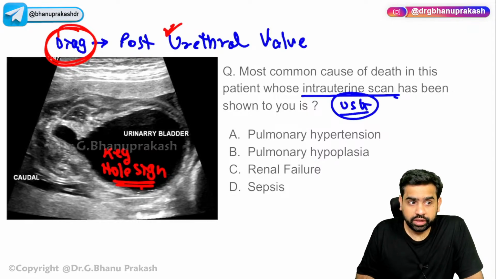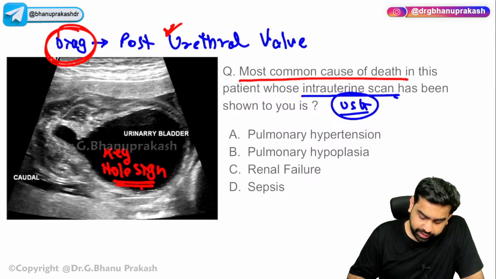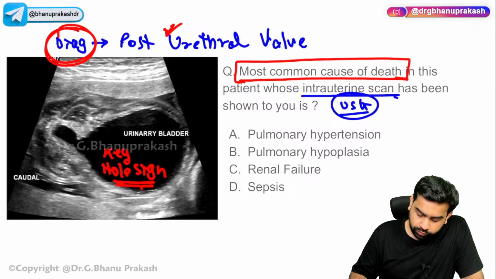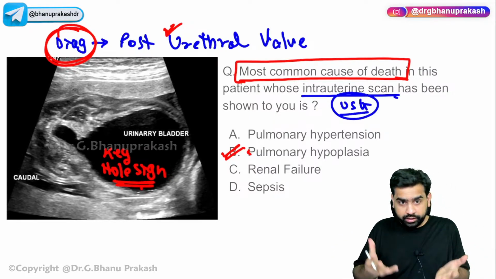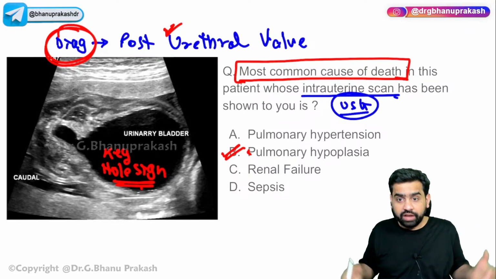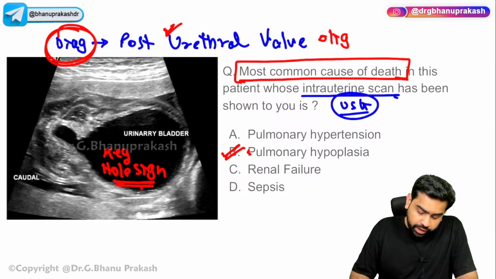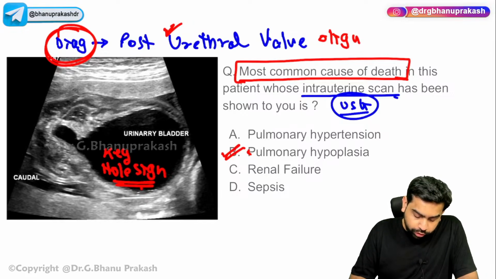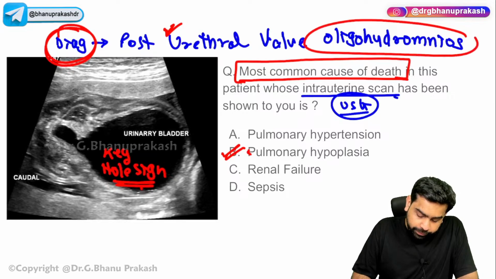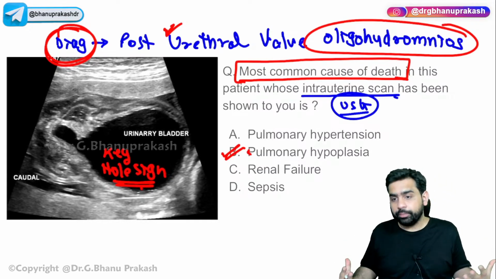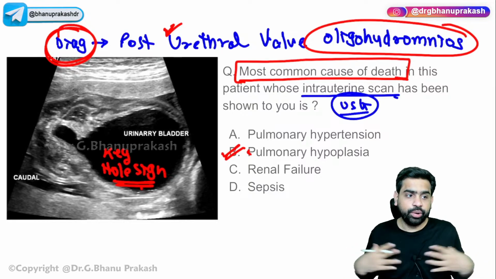And if there is a patient who has a posterior urethral valve, what is the most common cause of death in these patients? The answer over here is pulmonary hypoplasia, guys. In posterior urethral valve, the patients are going to have oligohydramnios, so the mothers will have a history of oligohydramnios. Because of this, the lungs of the fetus will not be able to develop in a proper manner, and the patients are going to have pulmonary hypoplasia.